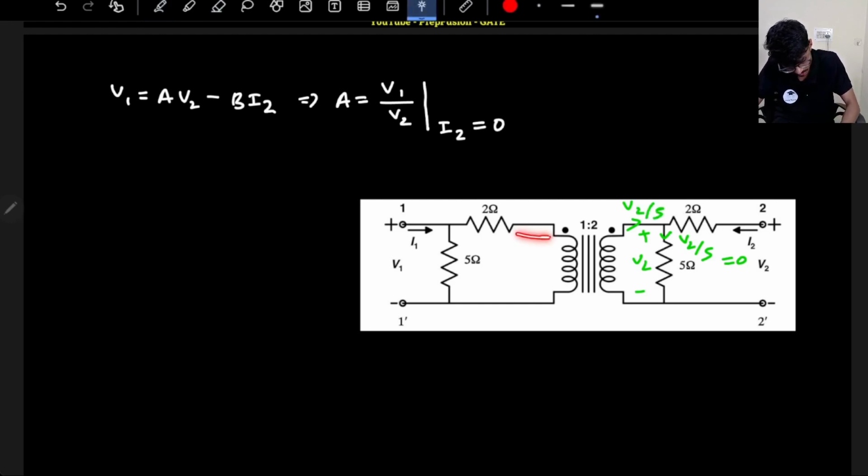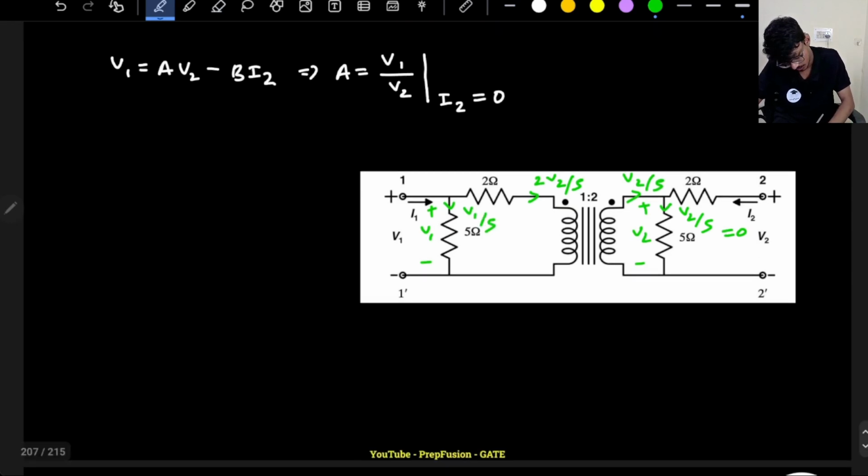So what will be this current? It's just the turns ratio, right? It is 1:2. So here the voltage is getting doubled if I'm going from primary to secondary. Now if I go from secondary to primary, the current will be doubled, just the reverse relation. So the current will be doubled here. So this current will be 2V2 divided by 5, and the voltage across the resistor is V1. So the current through the resistor will be V1 divided by 5.